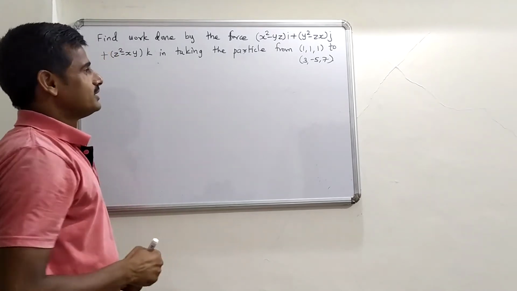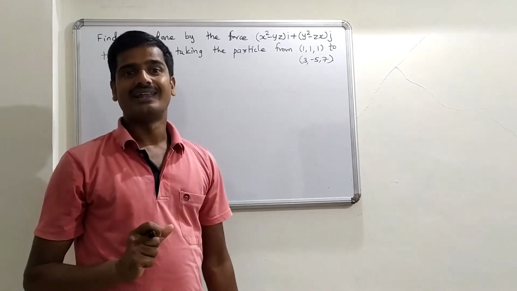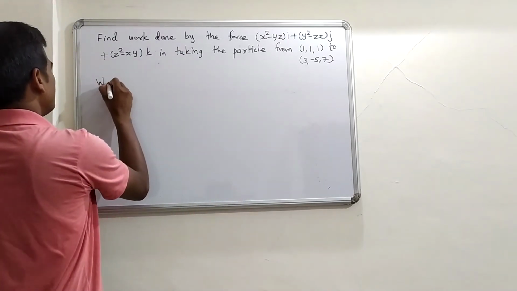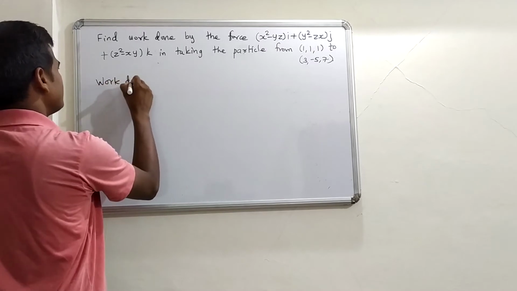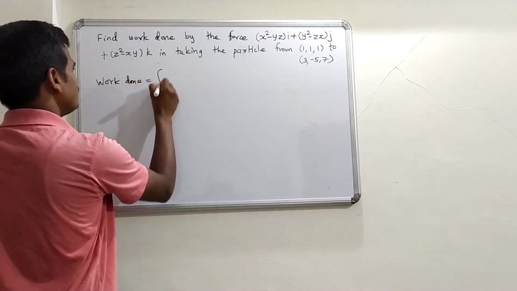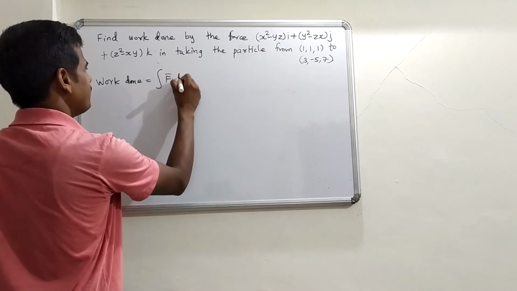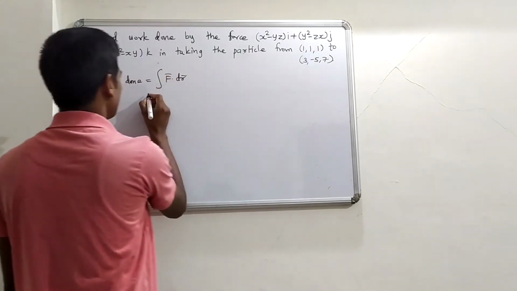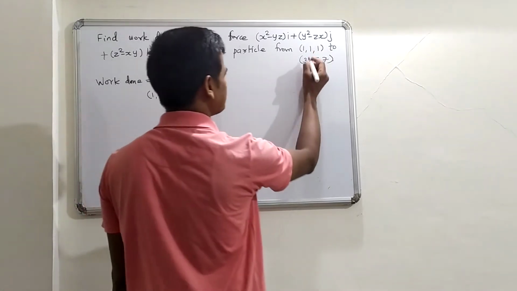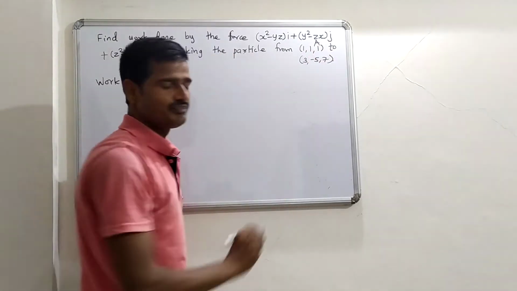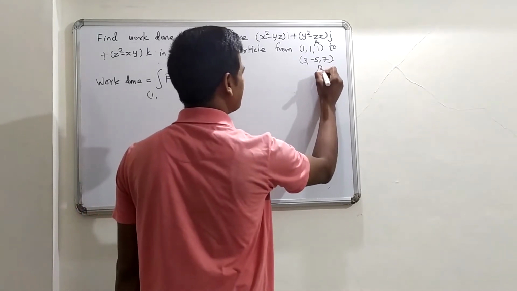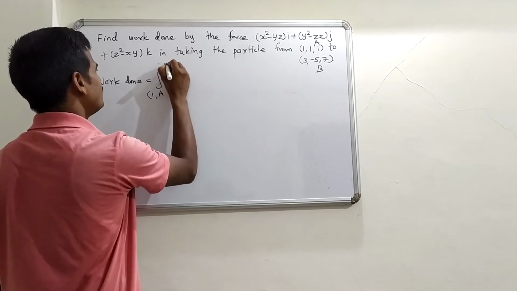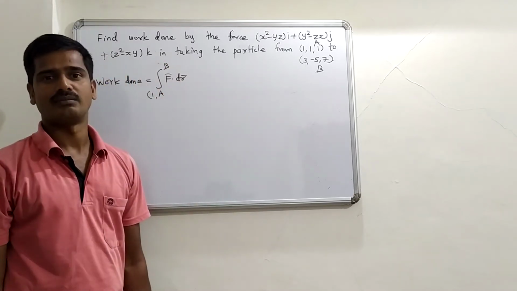As we know, the physical interpretation of line integral is work done. So I define here work done is equal to the line integral of F bar dot dr bar, with the particle moving from the point (1, 1, 1). For simplicity you call this point A and the second point B. So I write here the line integral from A to B of F bar dot dr bar.